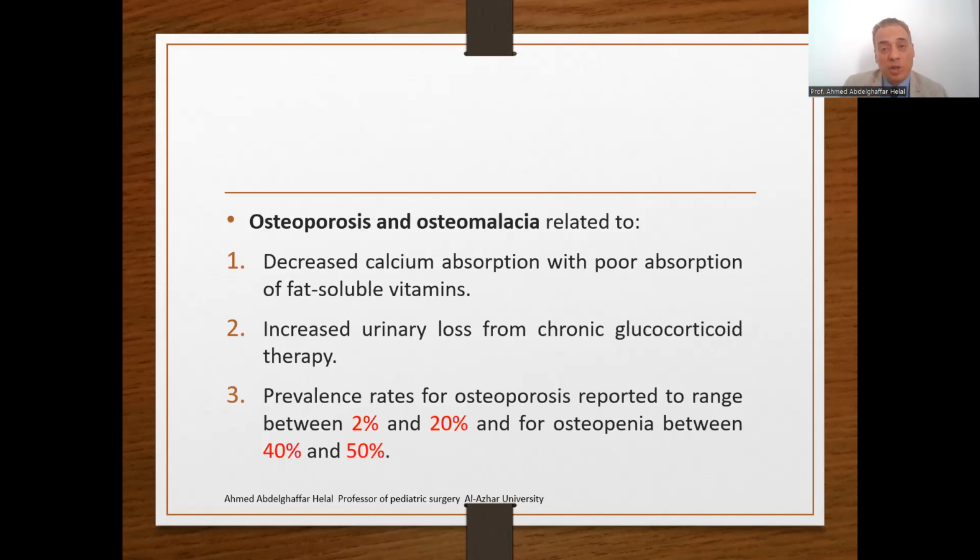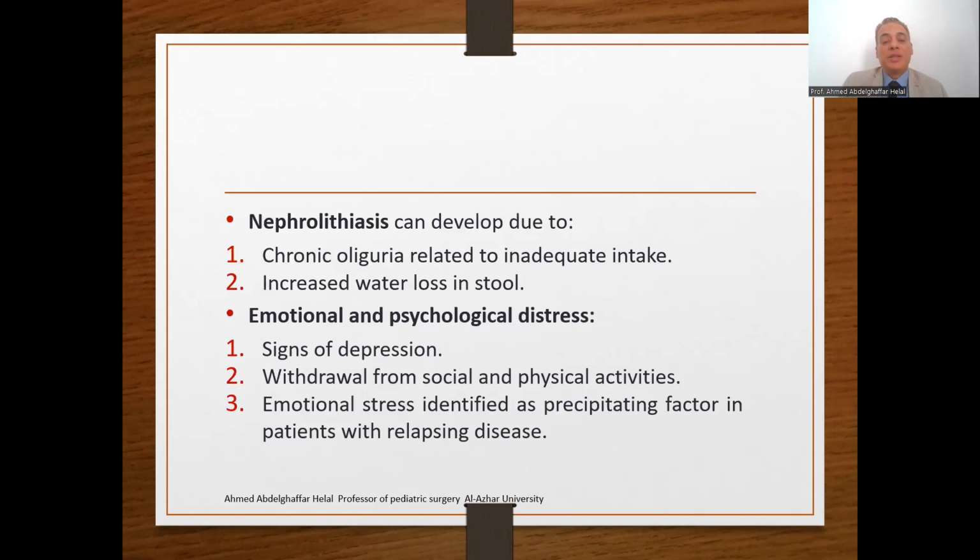Osteoporosis and osteomalacia may be related to decreased calcium absorption and increased urinary loss of calcium. The prevalence rate may be reported to be between 2 and 20%. Nephrolithiasis can develop due to chronic oliguria or increased water loss.